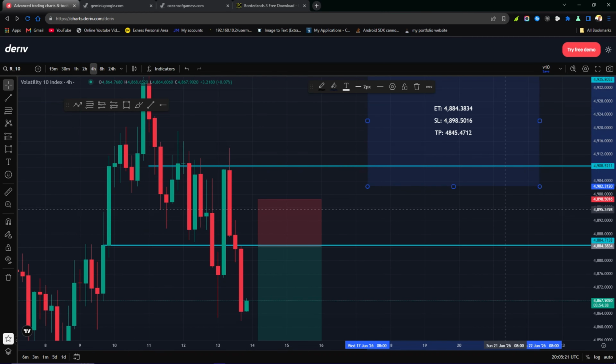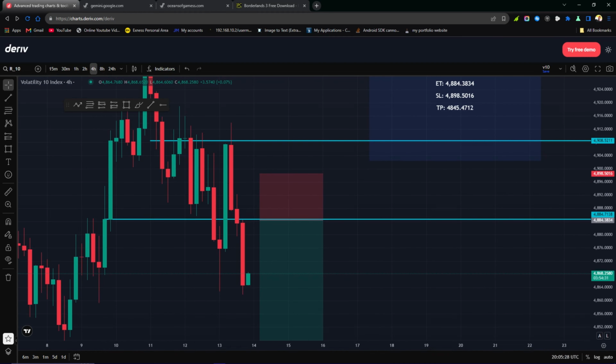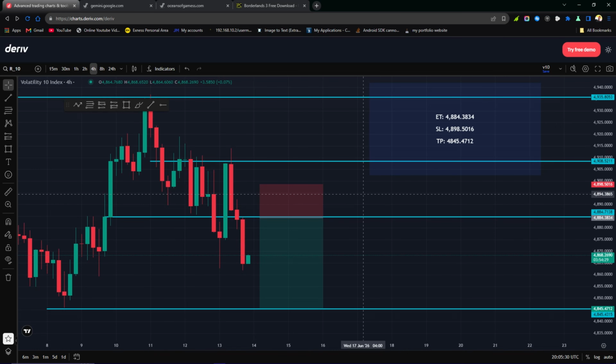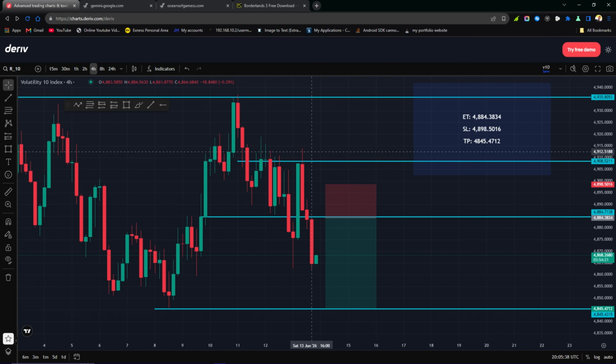This is going to be a pending order setup. It's not going to be an instant execution. So people will be asking, why is he selling? Why is he selling V10 index? What is the thought process around this sell? So I'm going to explain to you guys right now why I want us to sell V10 index.